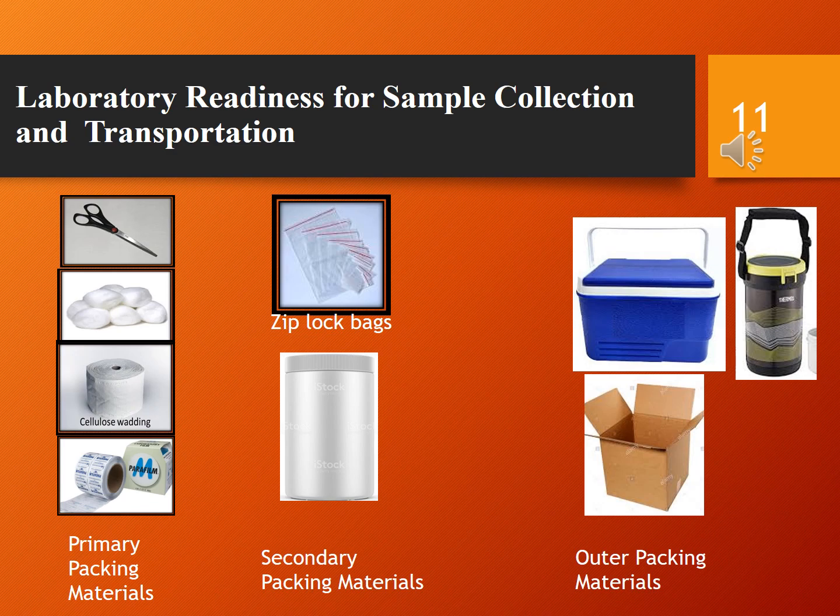Laboratory readiness for sample collection and transportation is important. Primary packing materials such as tissue paper, tape, and paraffin are required. Secondary packing materials, namely a large leak-proof secondary container such as a Ziploc bag, must be there. Outer packing materials such as a thermocooler box or ice box with hardboard box is required.